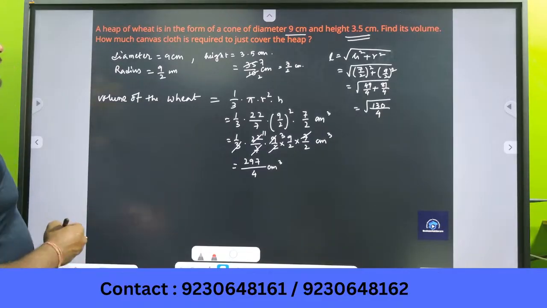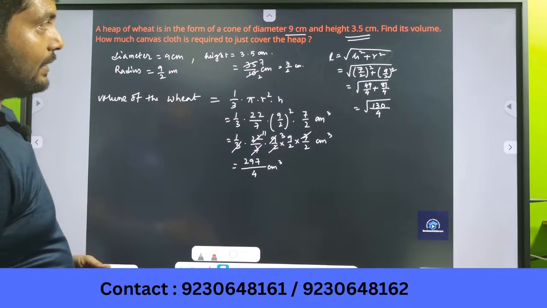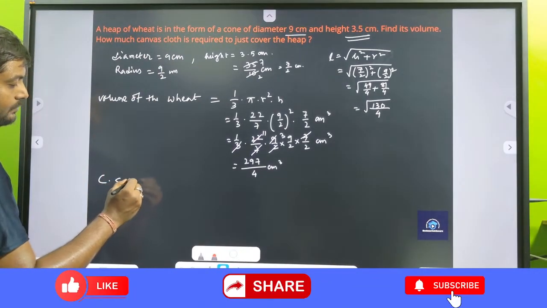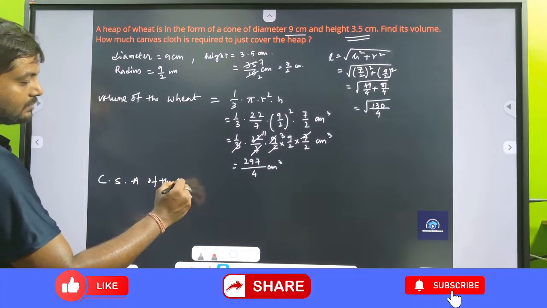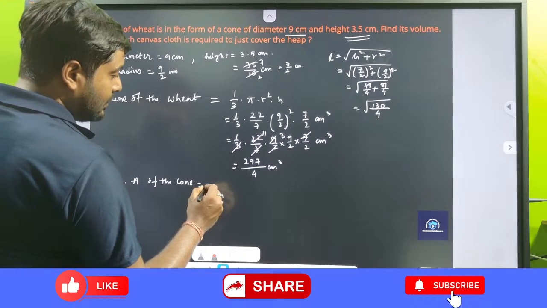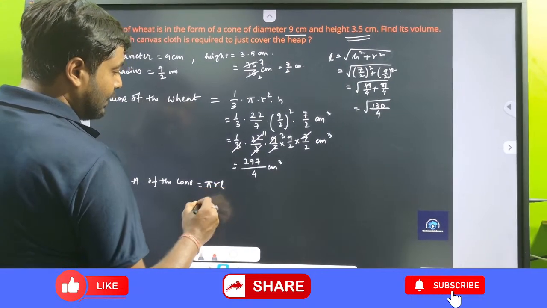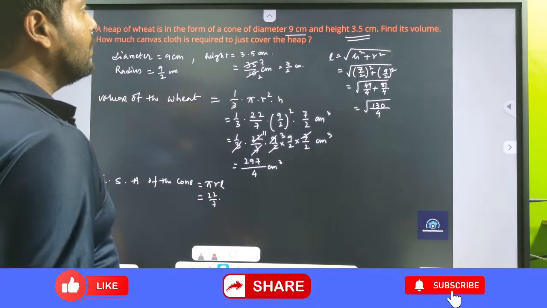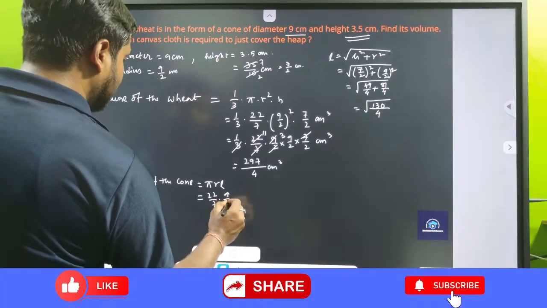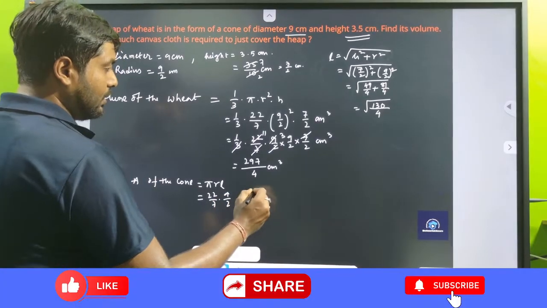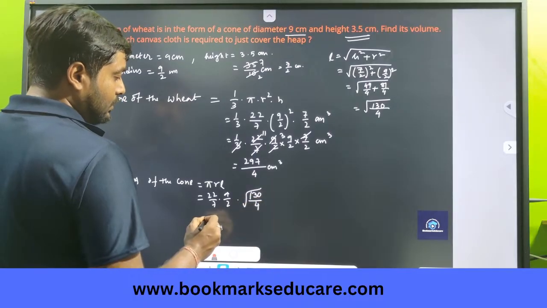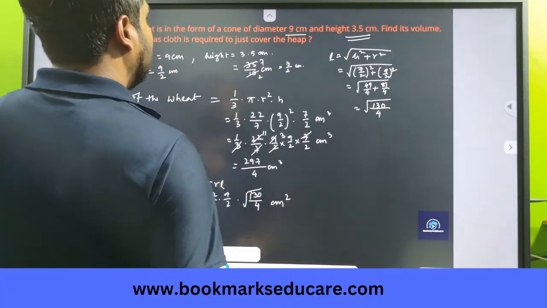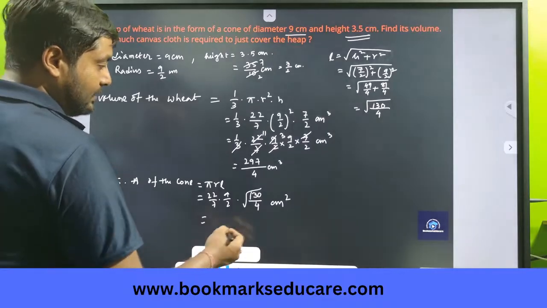Let's find the canvas cloth required to just cover the heap. So curved surface area of the cone is pi RL, and pi is 22 by 7 and radius is 9 by 2 and L is root over of 130 by 4. You are asked, and this will be centimeter square. You will find the answer by solving this.